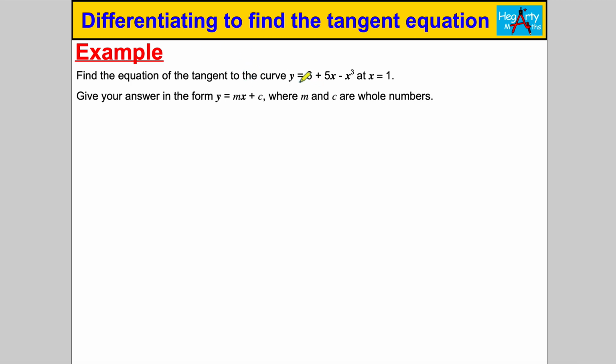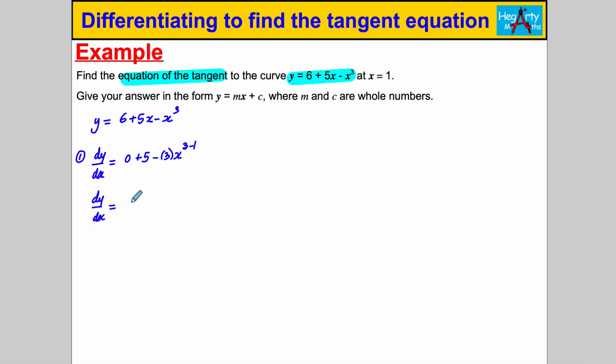Okay, very similar idea here, other than the function slightly more complicated. So our objective is to find the equation of the tangent to the curve at x is equal to 1. Our curve is equal to y is equal to 6, add 5x, subtract x cubed. Step 1, we're going to work out the gradient function dy by dx. 6 differentiates to 0, 5x differentiates to 5, and then bring down that 3 and reduce the power of x by 1. So tidying up, our gradient function dy by dx would be 5 subtract 3x squared.